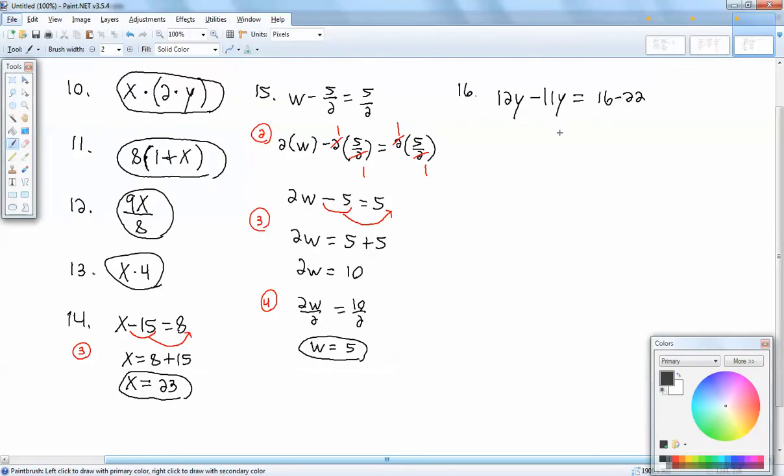Well, right away, our note up at top says any step, combine together like terms, combine together numbers. 12y minus 11y is 1y, or just y. And combine together numbers. 16 minus 22 is negative 6, I believe. And we don't even need to get into our steps. Once we've applied our note, we see that the y is already by itself.